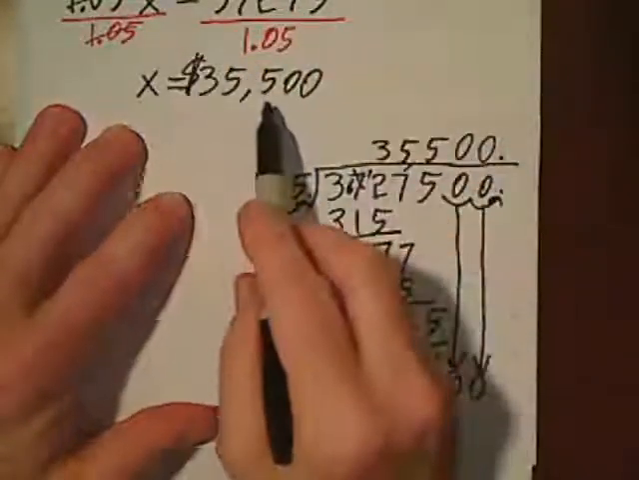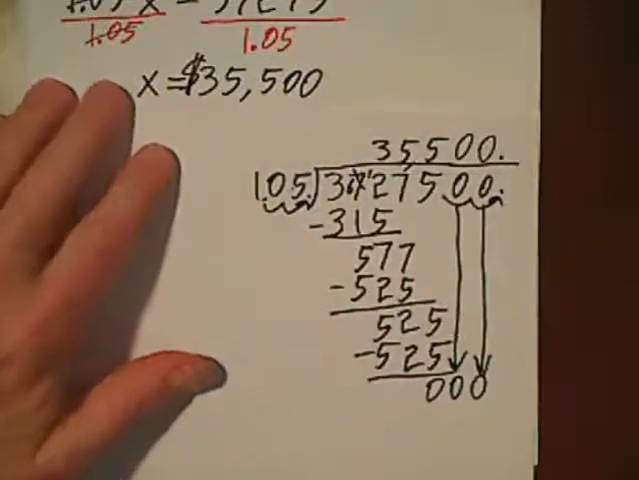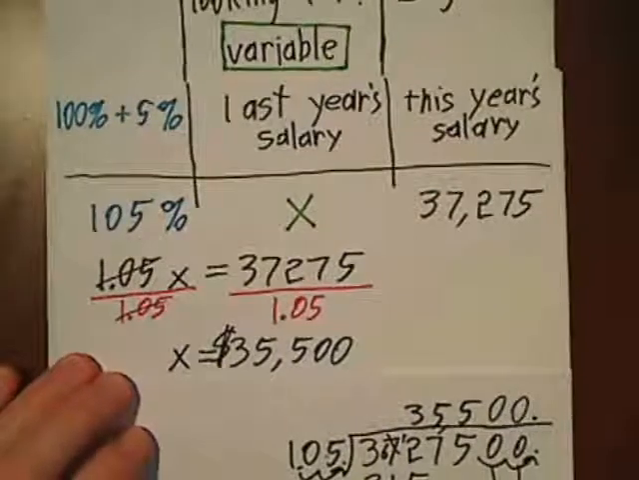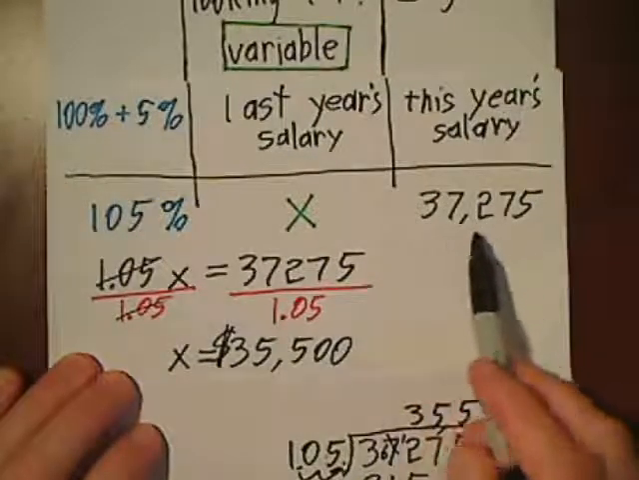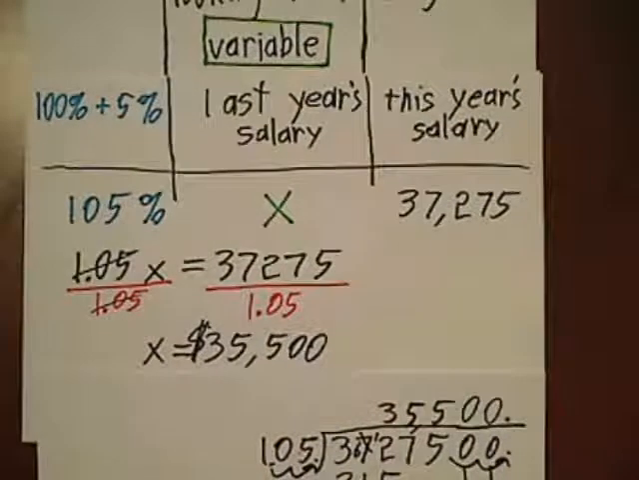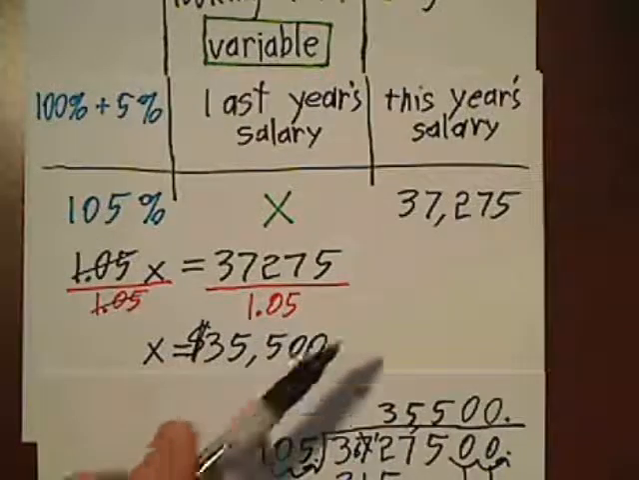That's how much this person was paid last year. And now they're making $37,275. It's a good idea to make sure that makes sense, and it does. A little bit of a raise, a little bit more money.